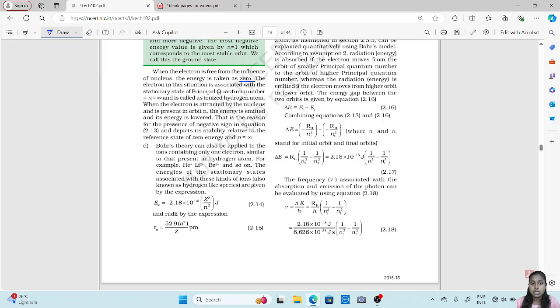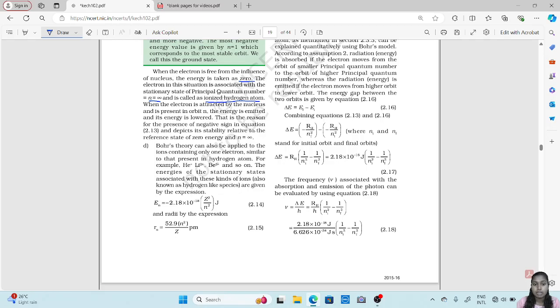The electron in this situation is associated with the stationary state of principal quantum number n equal to infinity. That is why n is equal to infinity, because it is going further and further away from the nucleus. And it is called the ionized hydrogen atom. Those electrons which are not under the influence of the nucleus and are further and further away from it, where n is equal to infinity, are known as the ionized hydrogen atom.